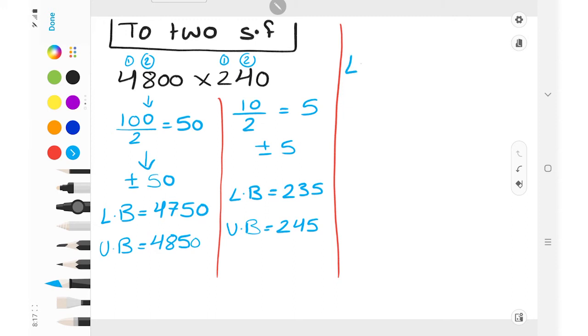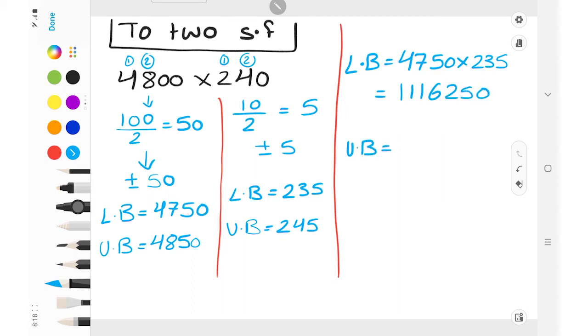Okay, the lower bound, since it's multiplication, lower multiplied by lower. 4,750 multiplied by 235, which is 111,650. And for the upper bound, it's upper multiplied by upper, and it's 118,850.